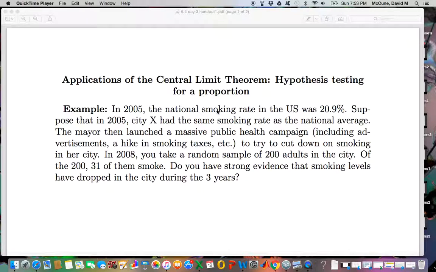Hi, everybody, and welcome to the last day of hypothesis testing, an application of the central limit theorem. In this video, I just want to show you a couple of examples of how you can test whether or not a proportion is reasonable or not. Let me say up front a couple of things.